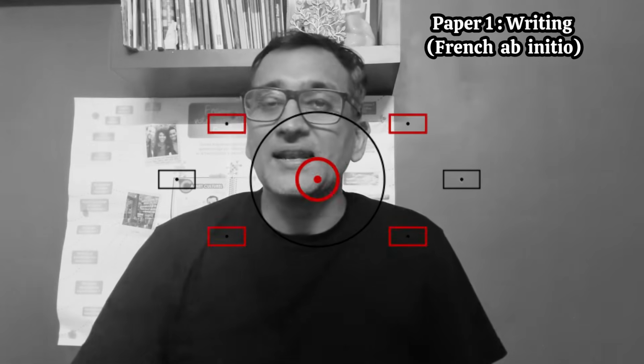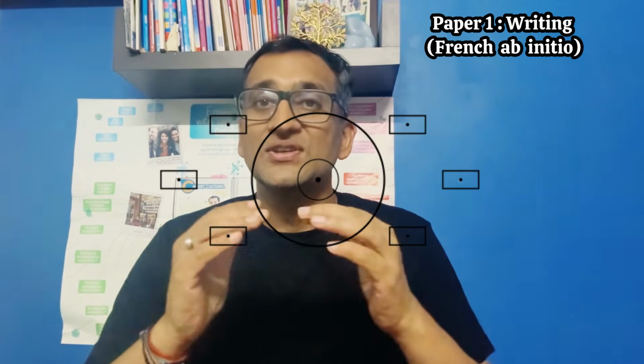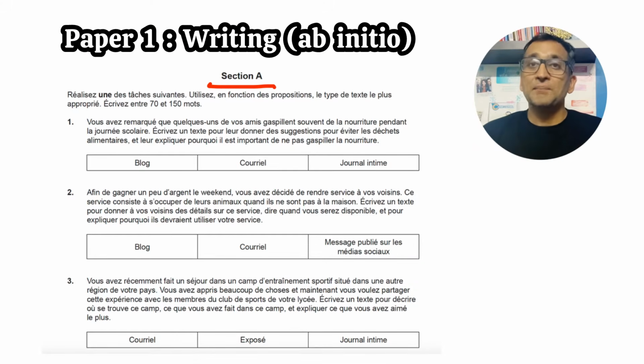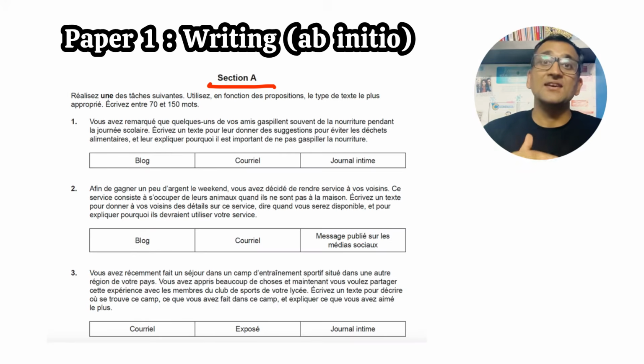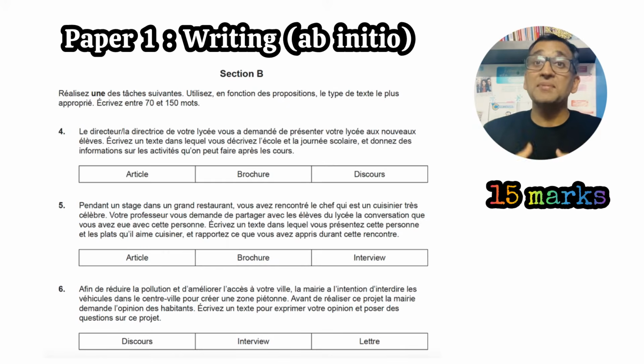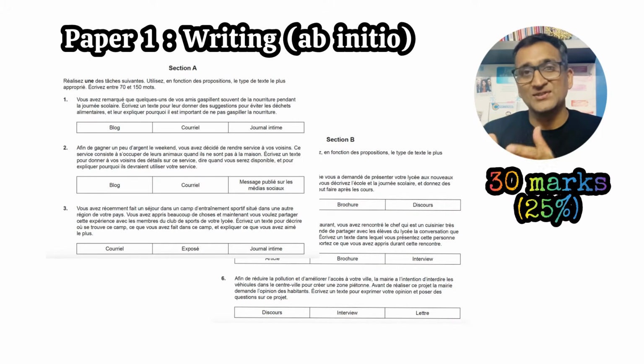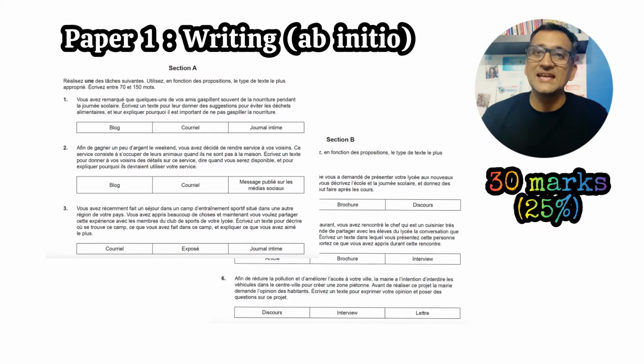For paper 1, remember it has 2 sections: section A and section B. Section A is of 15 marks, and section B is again of 15 marks. So it's very easy. In total it is 30 marks and the weightage is 25%. You are aware of that. This is the sample format on your screen now.